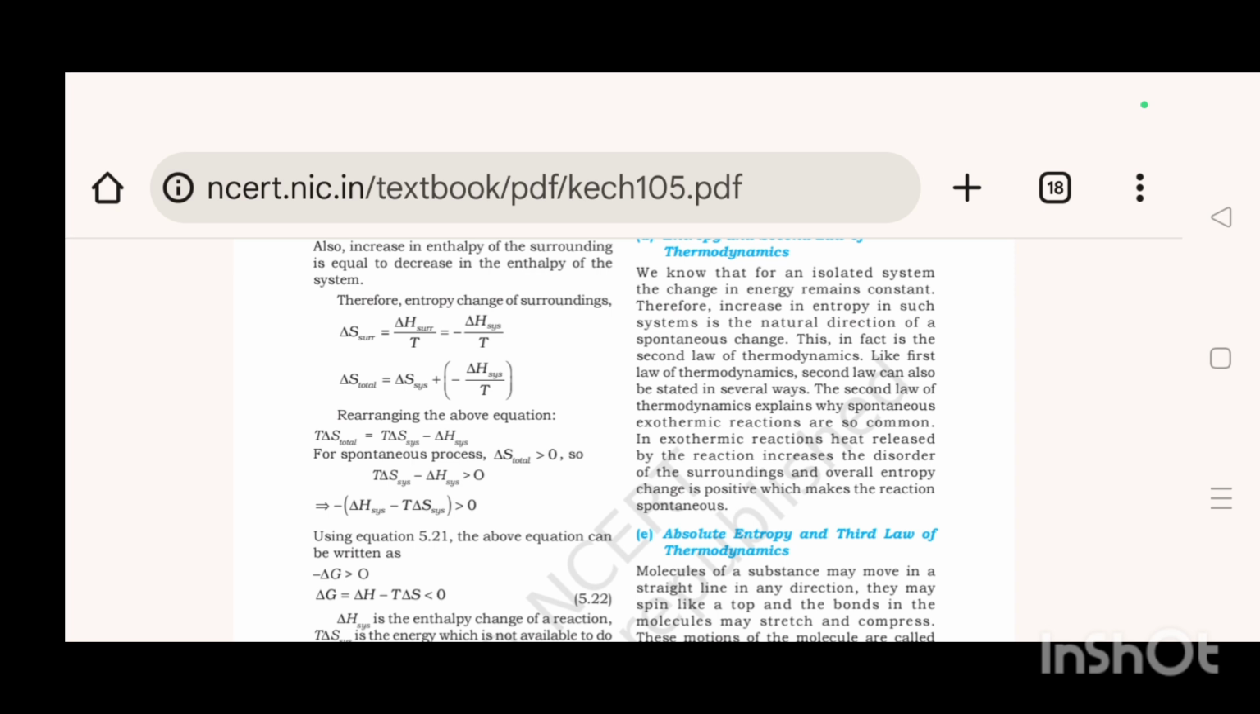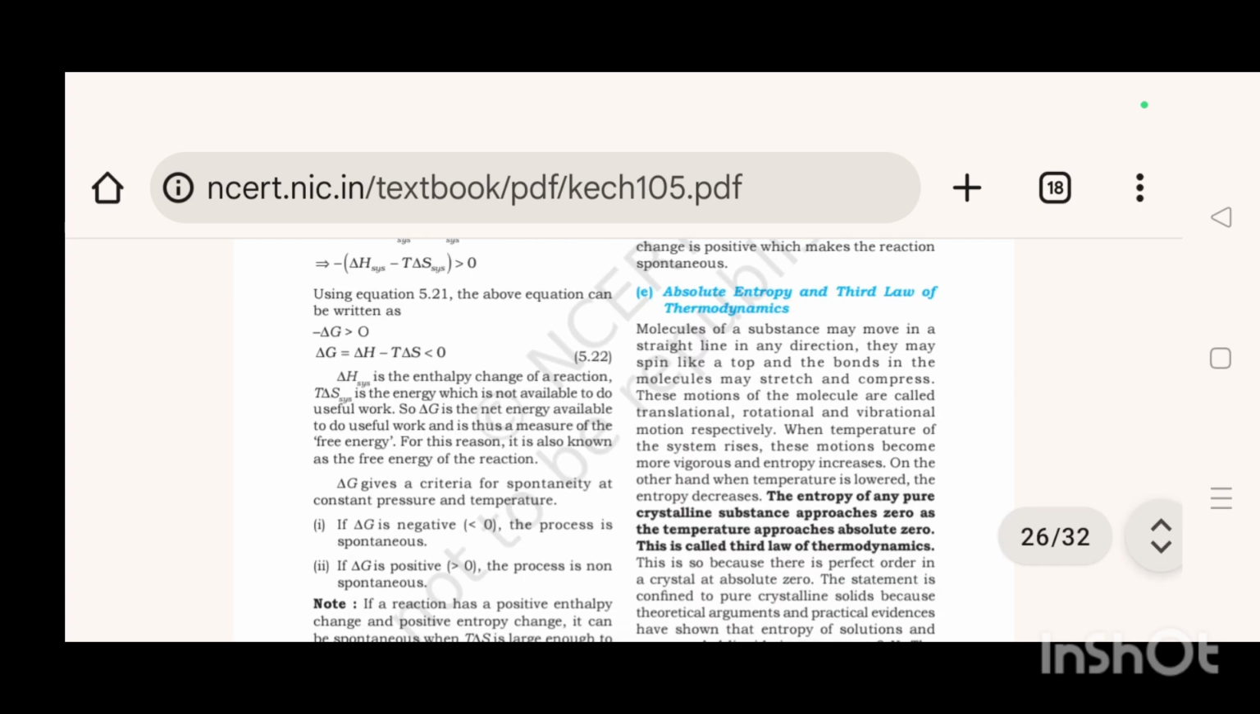Like the first law of thermodynamics, the second law can also be stated in several ways. The second law of thermodynamics explains why spontaneous exothermic reactions are so common. In an exothermic reaction, heat released by the reaction increases the disorder of the surroundings, and the overall entropy change is positive, which makes the reaction spontaneous.